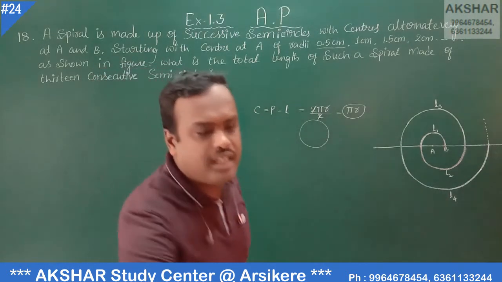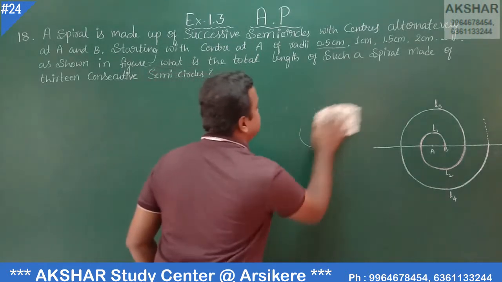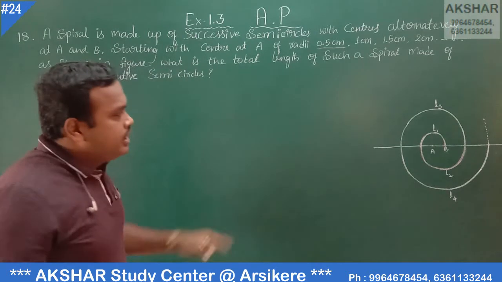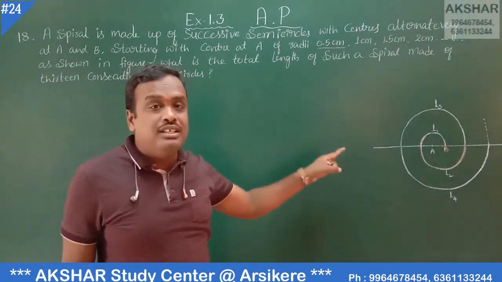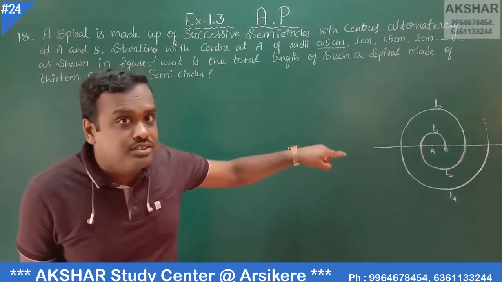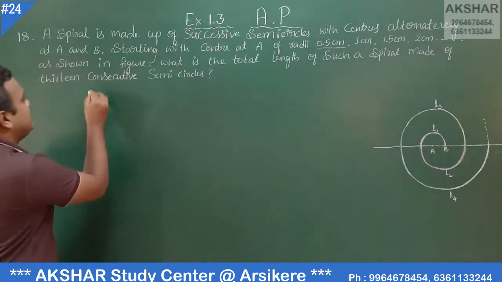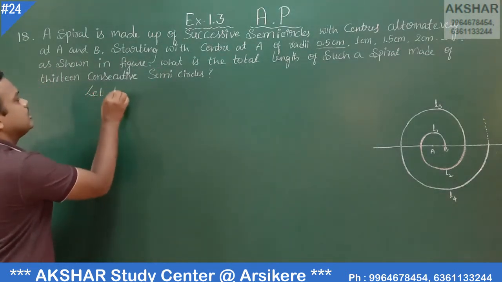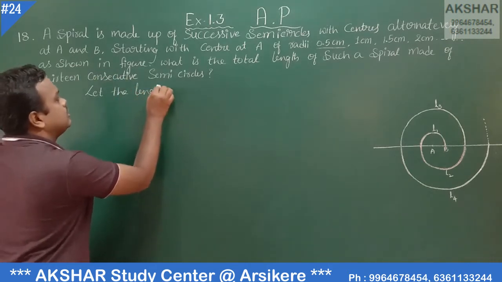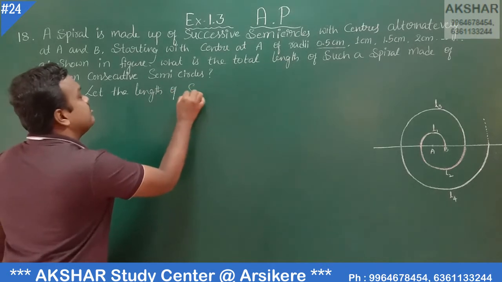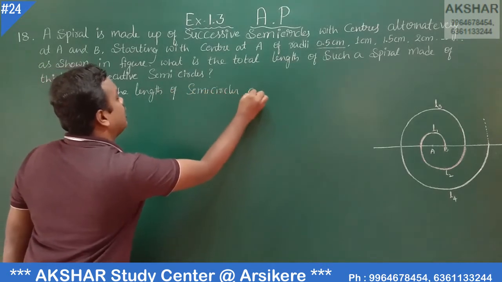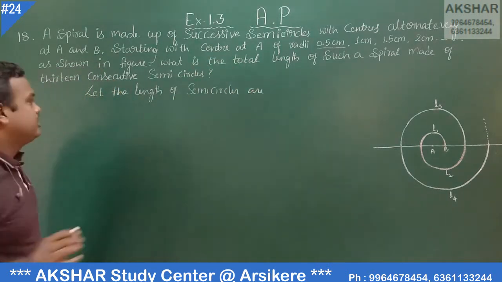Got it, children? Yes, come, let us do. Okay. So here, the total length of the spiral is nothing but the total length of the 13 semicircles. See, let the lengths of the semicircles be considered, okay, children? Yes, see here.